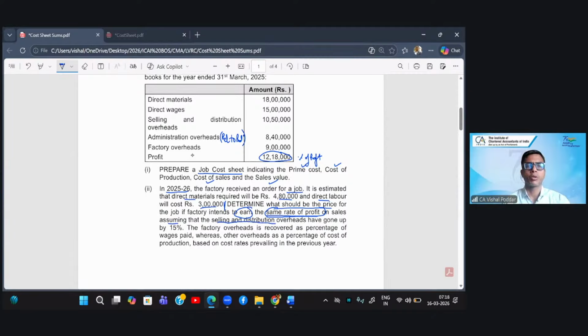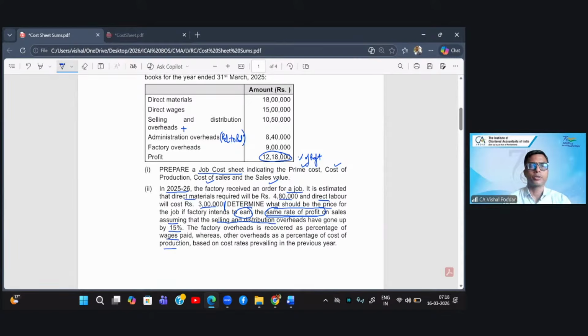Further, what assumptions are to be made? Selling and distribution cost have an inflation of 15%. So this cost will go up by 15% in the next period. Now, how are the overheads to be charged? The factory overheads is recovered as a percentage of wages and other overheads are recovered as a percentage of cost of production based on cost rates prevailing in the previous year.